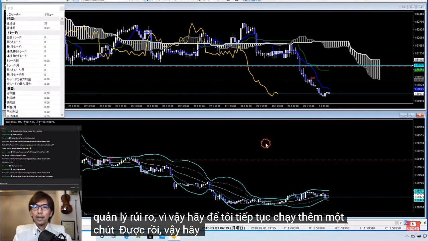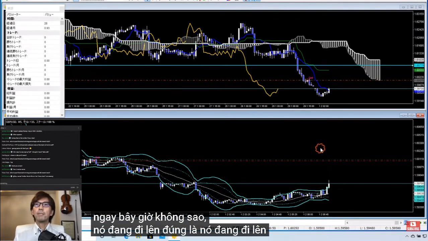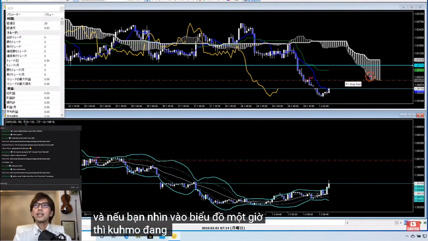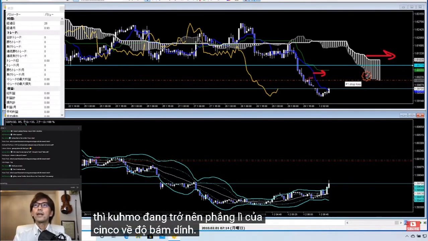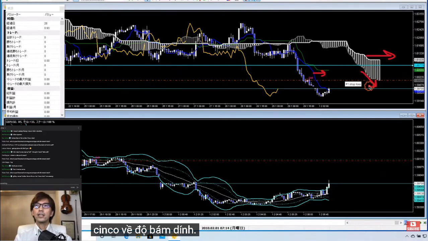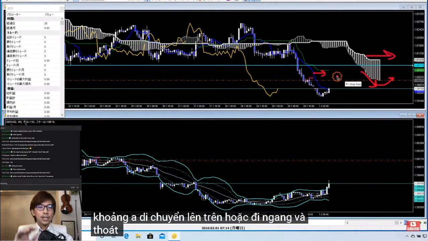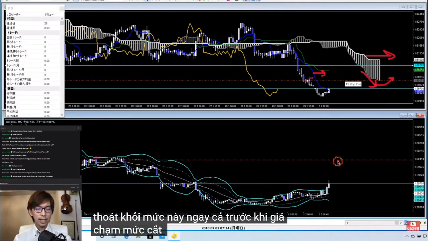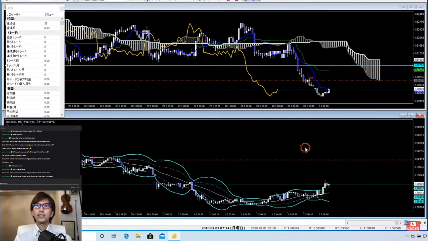Okay, all right, so let's see. Right now it's going up, right? And also, if you look at the 1 hour chart, the Kumo is becoming flat, Senkou span B is flat, Kijun-sen is flat, and Senkou span A is the only one going down. So I will wait until Senkou span A moves upwards or becomes flat and exit on this one, even before the price hits the stop loss. I take profit. All right, so let me keep running a little bit more.